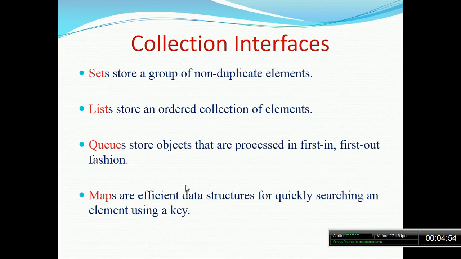So the sets are used to store non-duplicate elements. Lists store an ordered collection of elements. The queues store objects that are processed in first in, first out fashion, and the maps are an efficient data structure for quickly searching an element using a key. It has a key value pair.